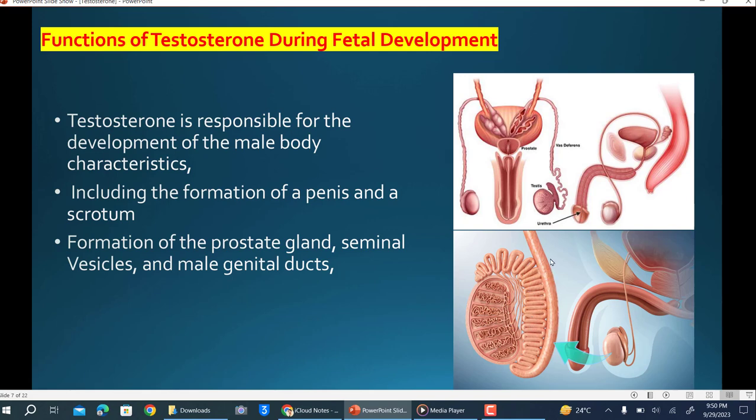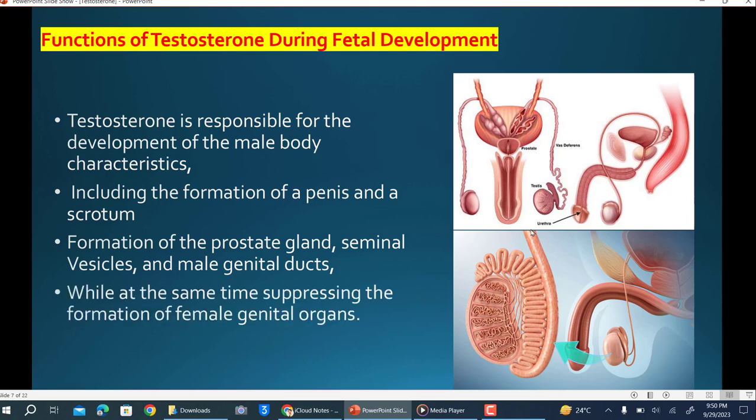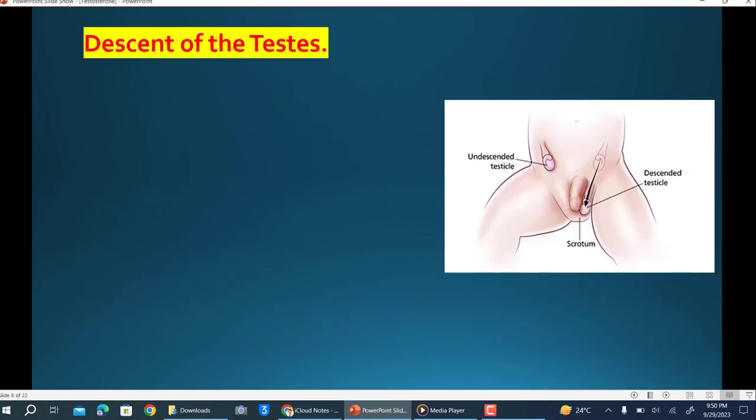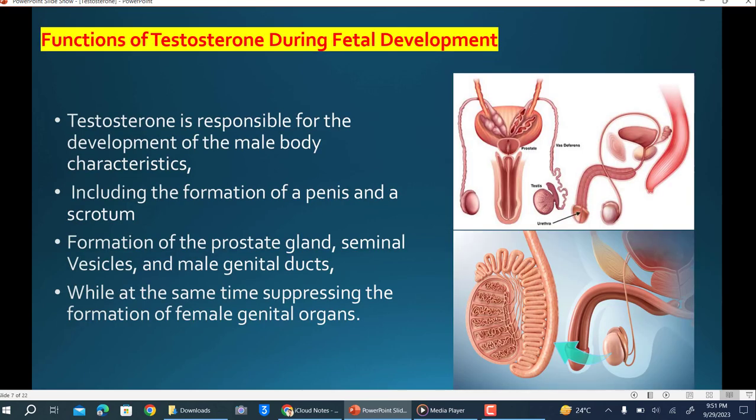The vas deferens, epididymis, and efferent ducts, these organs are developed by testosterone, while at the same time it suppresses the formation of female genital organs. It accentuates its effect on male genital organs.